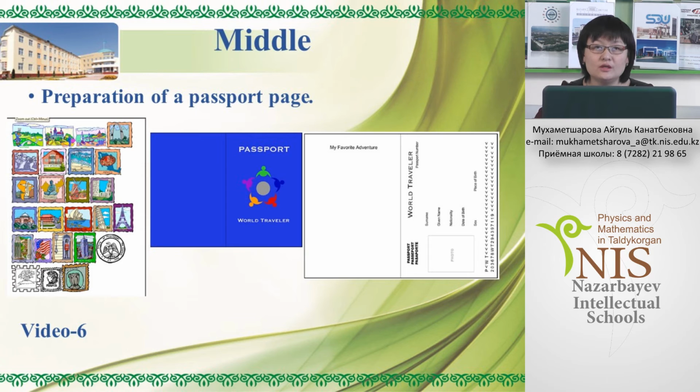Also, they could finish this activity at home. That was the beginning of their home task, but they also could finish it at home. My target was to explain to them how to write their surnames, their names, their nationalities, their date of birth and the place of birth. That was my target. That is why I didn't spend so much time on the stamps.